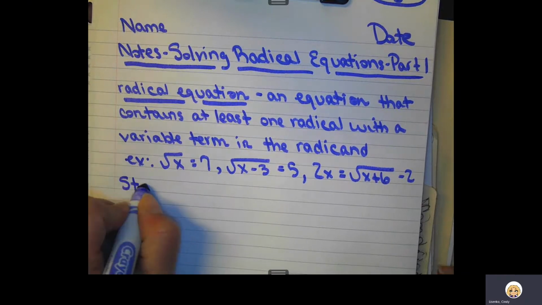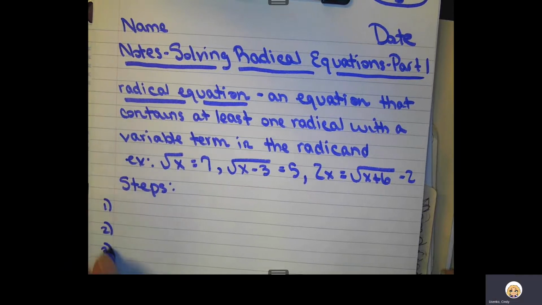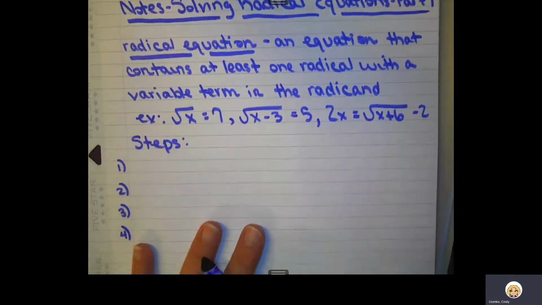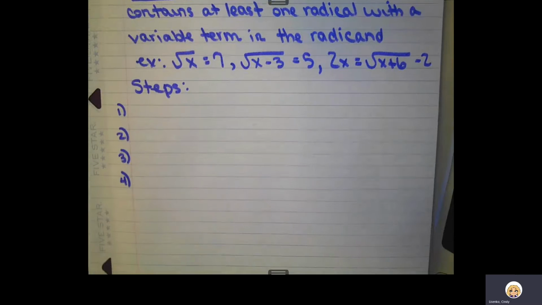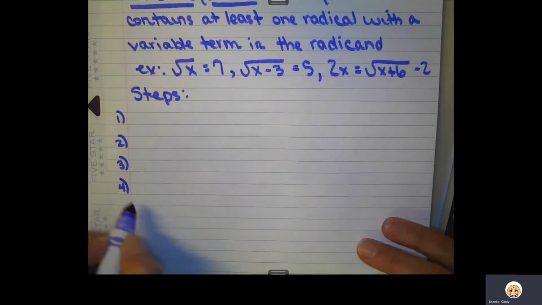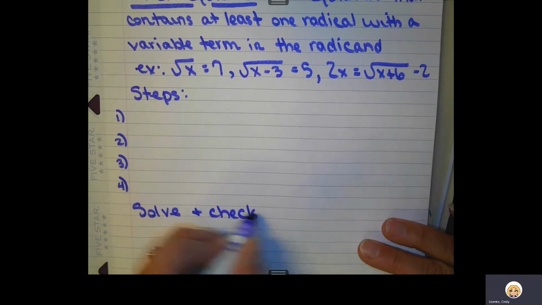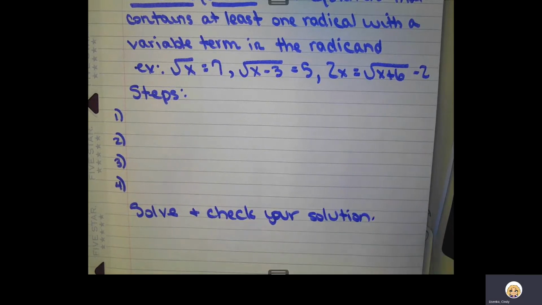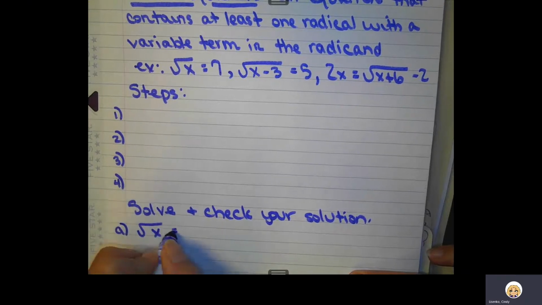So we've got some steps to solve, and there are 4 of them. So we're going to write steps. And we only need 4 lines, so I'm going to write 4 steps and skip spaces in between each. We're going to do our first example as we're doing our steps. We're going to have 6 examples for our notes. So I'm going to skip down here, and I'm going to write solve and check your solution. Solve and check your solution. We're going to start off with the first example that I gave you. So this is going to be example A, and it's going to be radical x equals 7.